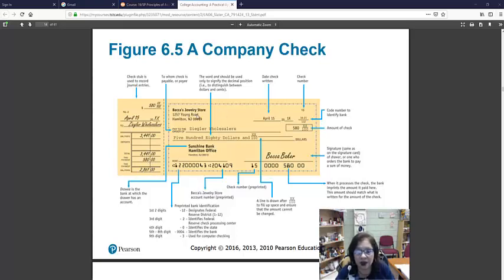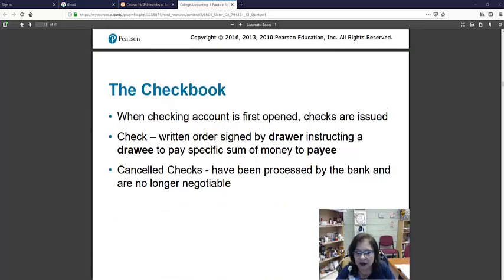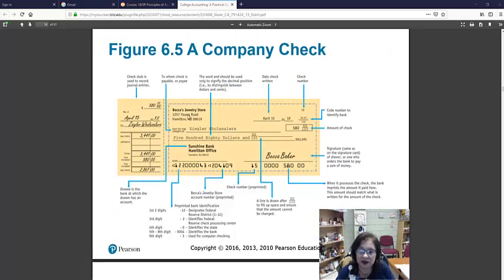This is the company check. This is the bank, or what was called the drawee, because I am the drawer, Becca's Jewelry Store. The drawee right here is told I want you to go ahead and pay Ziegler Wholesales this amount of money on this day. Okay, the check number, the code number to identify the bank. This is what that is.